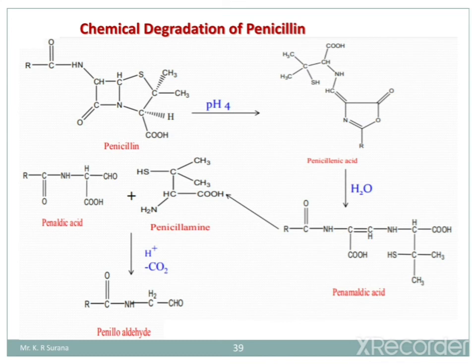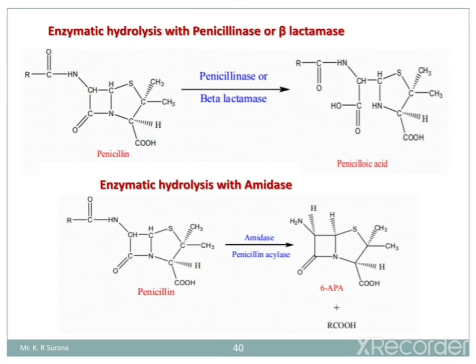Next, at pH 4, penicillin will give penicillenic acid. Further, this penicillenic acid in the presence of water will give penamaldic acid. This penamaldic acid will further lead to penicillamine and penaldic acid. Again, this penaldic acid by a decarboxylation reaction will give penicillaldehyde. Okay, so this is about the chemical degradation.